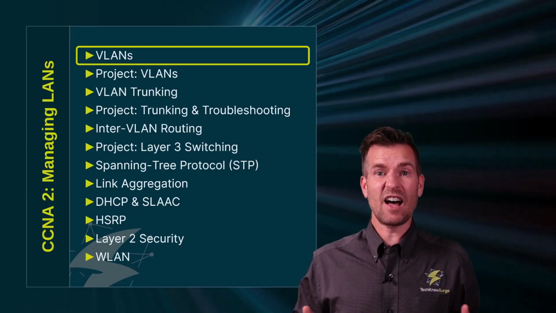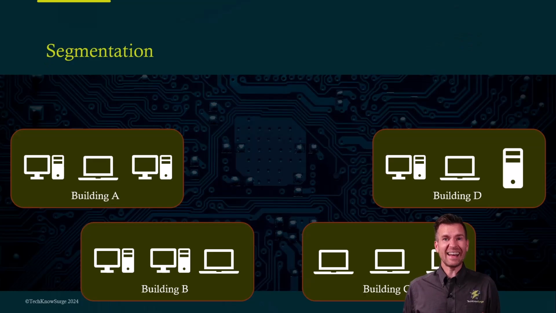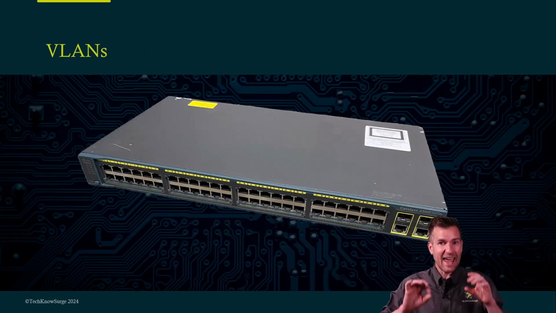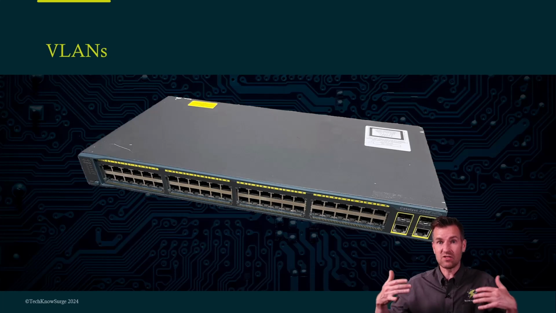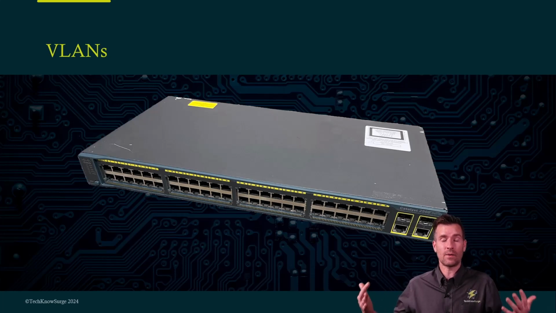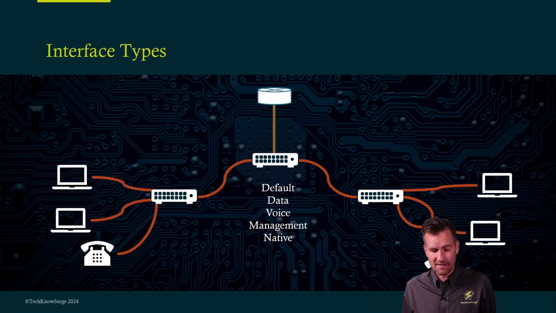We kicked things off talking about VLANs, or virtual local area networks. We got into how we segment the traffic and break it apart into different segments, and how we can use switches and VLANs in order to do that segmentation so we don't have to have lots of switches for every network that we have. We talked about different VLANs that we could possibly have, like the default VLAN, the data VLAN, the voice VLAN, management VLAN, and native VLAN.